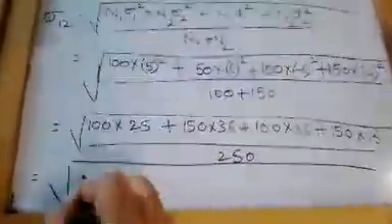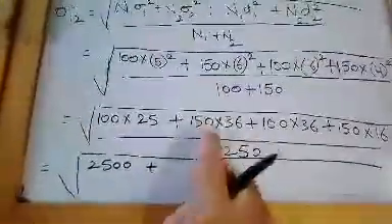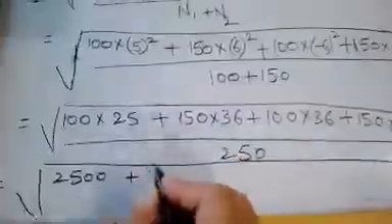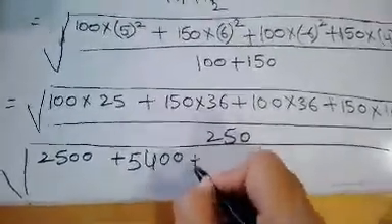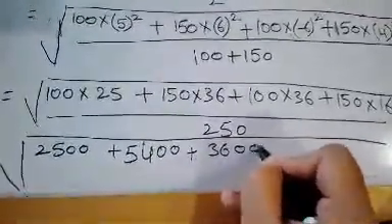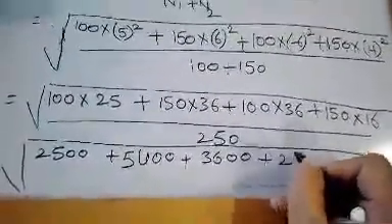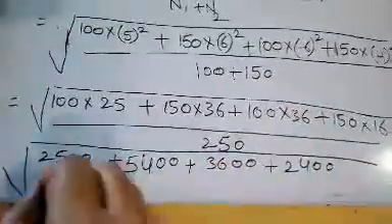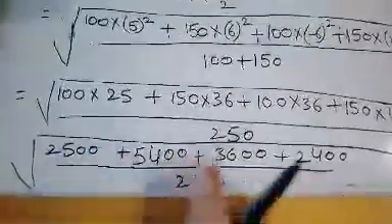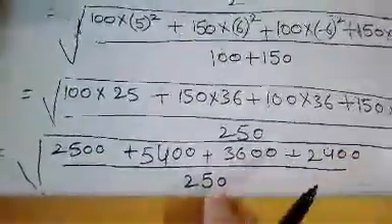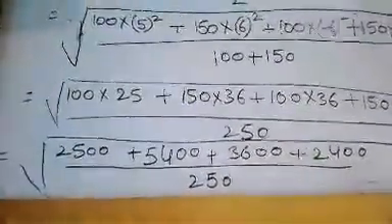So moving further, 100 into 25, it will be 2500. Then 150 into 36, it will be 5400. Then 100 into 36, it will be 3600. 150 into 16, it will be 2400, and dividing this by 250. Now children, we are going to add all these terms and divide it by 250, and the whole of the term is under an under root sign.